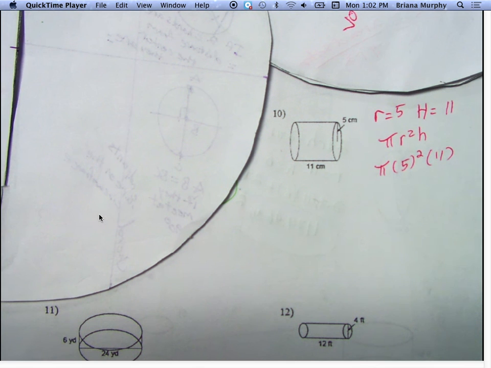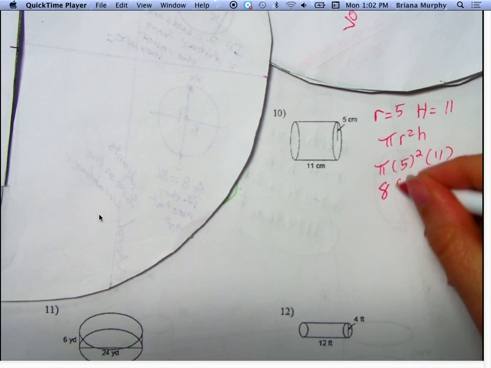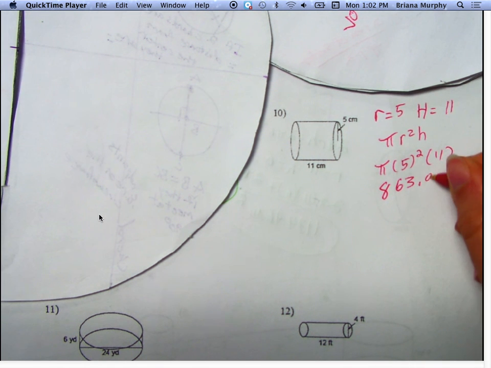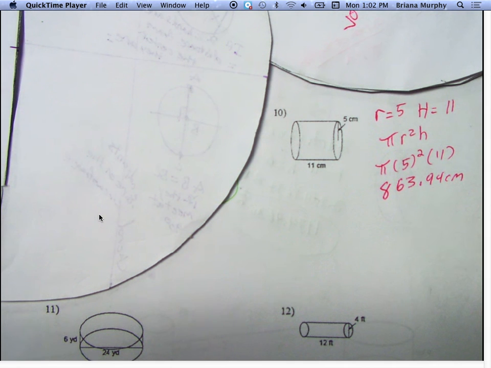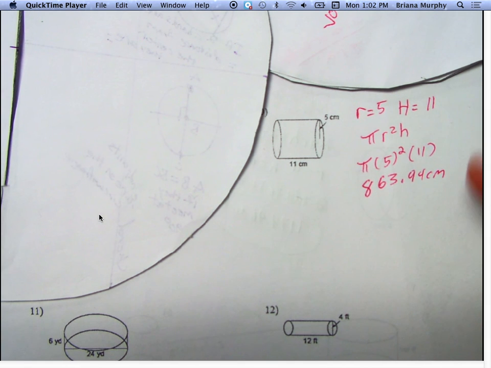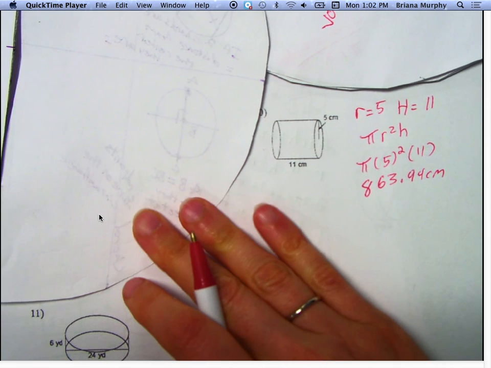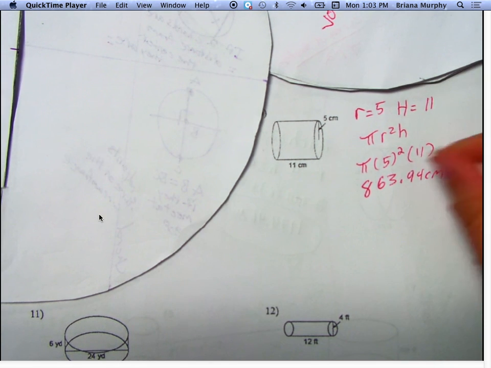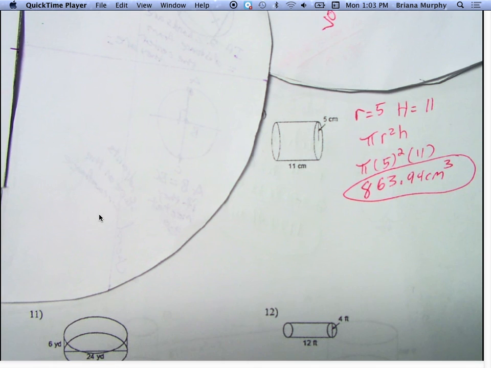And we get 863.94 centimeters. What? Squared. Squared is for area, and this is volume, cubed. I like to think of volume as how much I fill up inside something. So remember that's like 3D. So volume, 3D, put a 3 at the end. Okay? Any other questions about this? It should be pretty simple. As long as you have these formulas, it's just plugging them in. Okay?